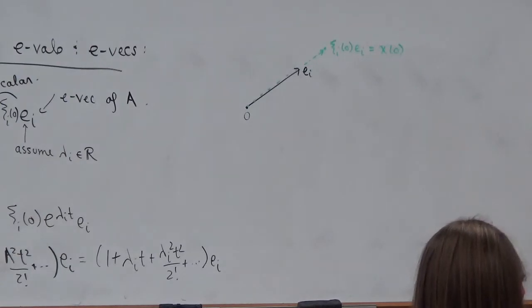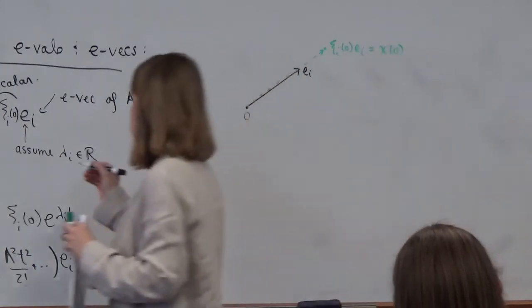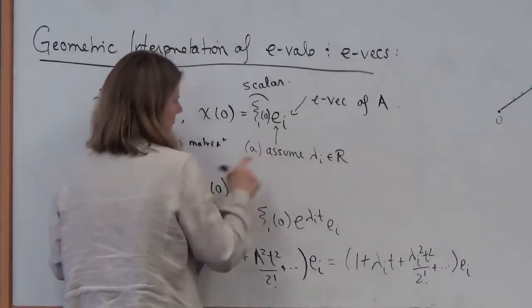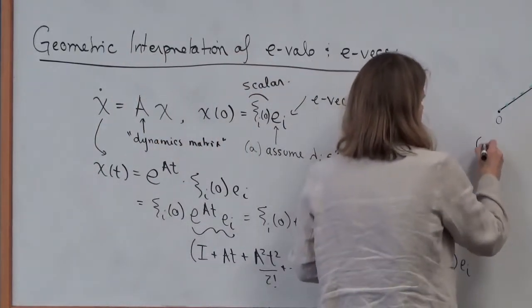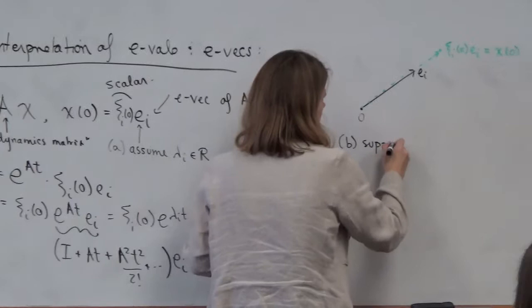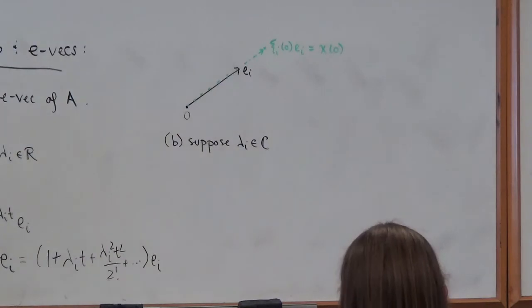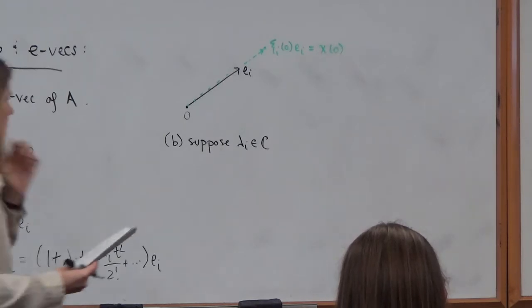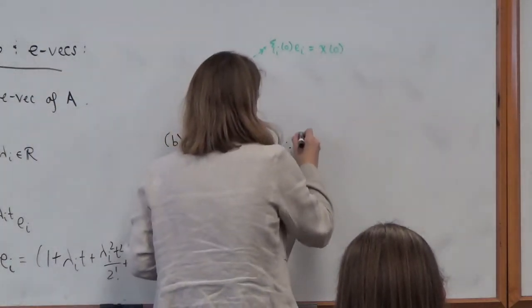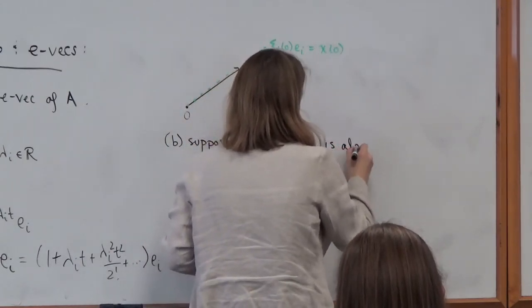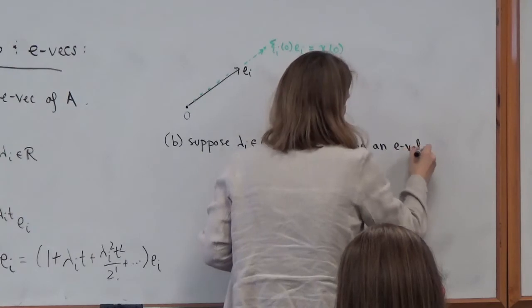Now, in general, we know those eigenvalues aren't real. They could be complex. So let's just look at the complex case. So this is case A. Assume that lambda i is real. Now we'll look over here at case B. Same setup, but now suppose lambda i is complex. And if it's complex, because A is a real matrix, we know that it appears in complex conjugate pairs. So it's going to have its complex conjugate also as an eigenvalue of A. Therefore, lambda i bar, its complex conjugate, is also an eigenvalue of A.